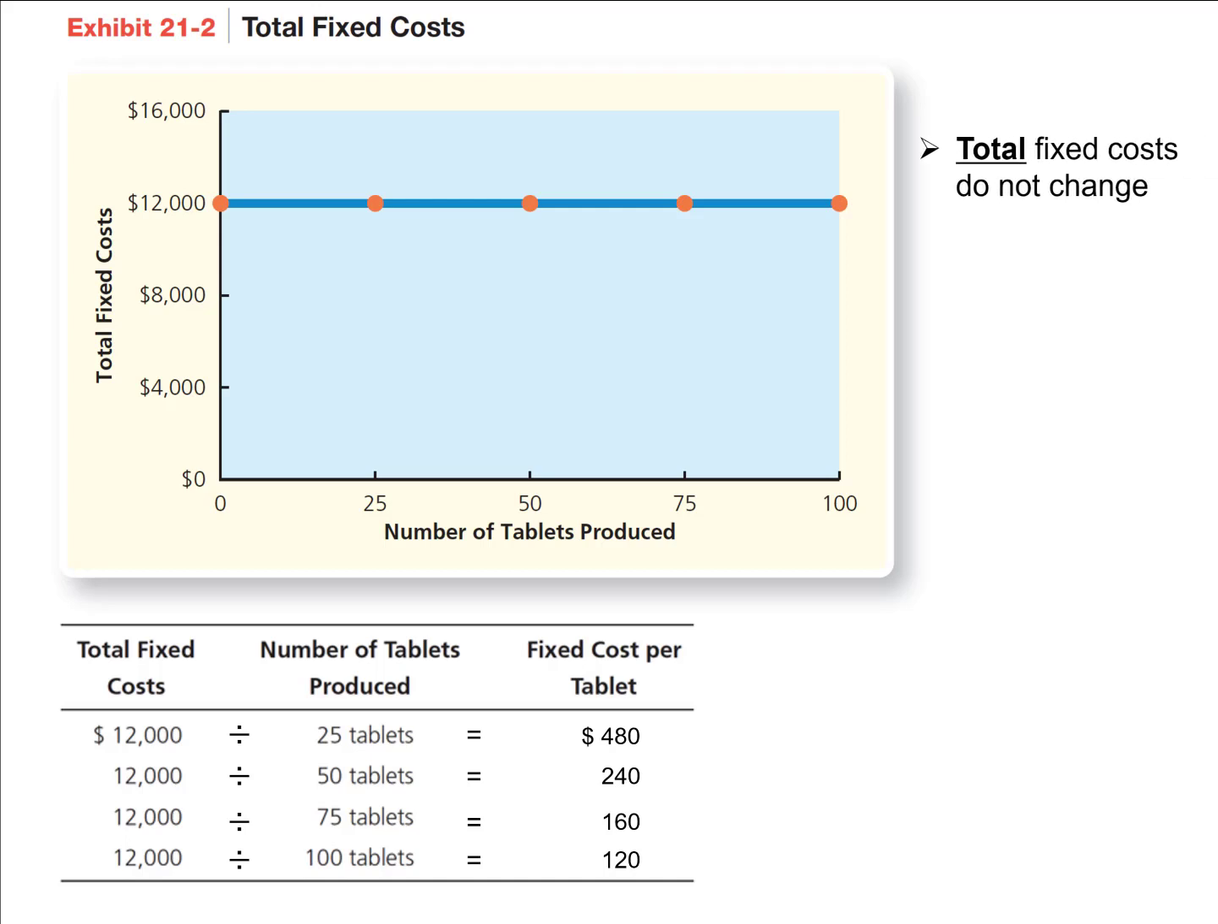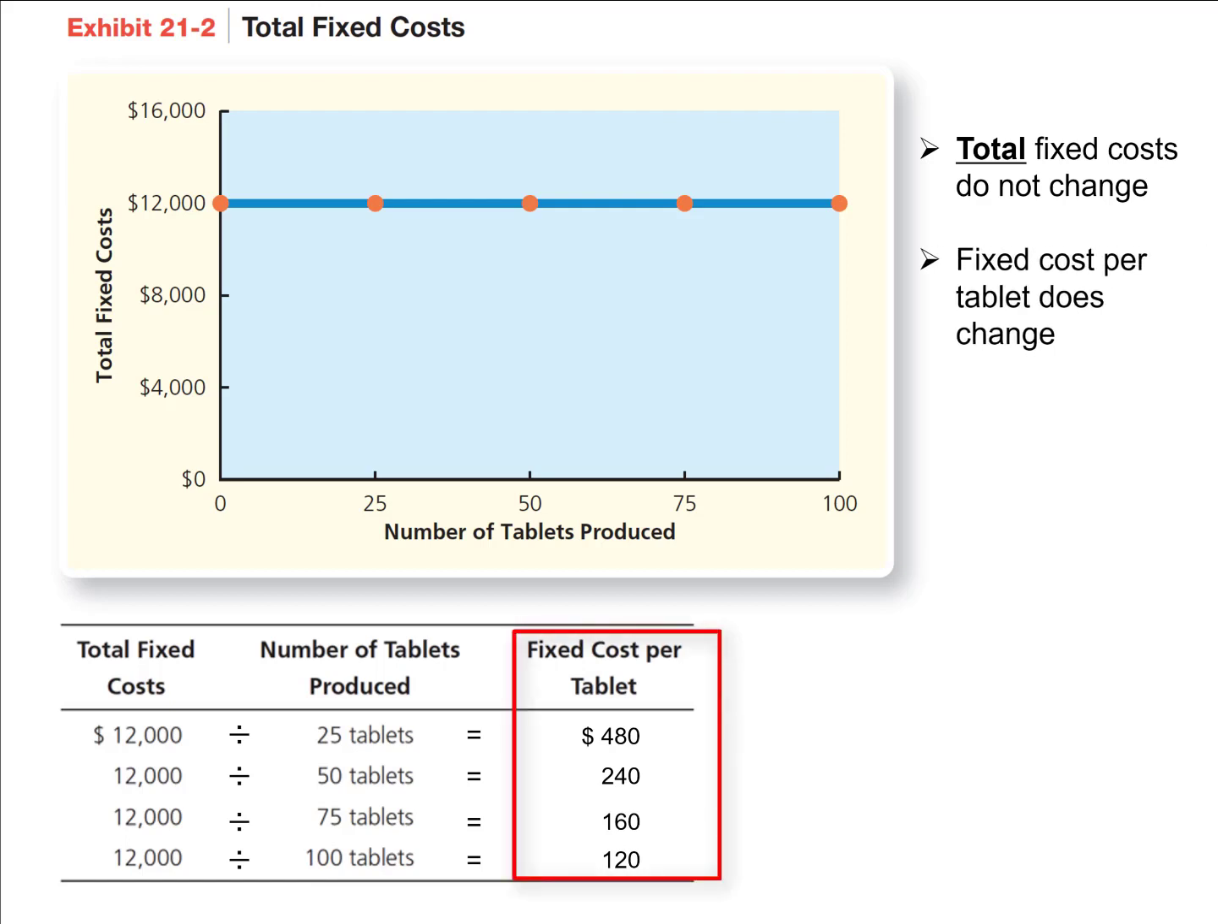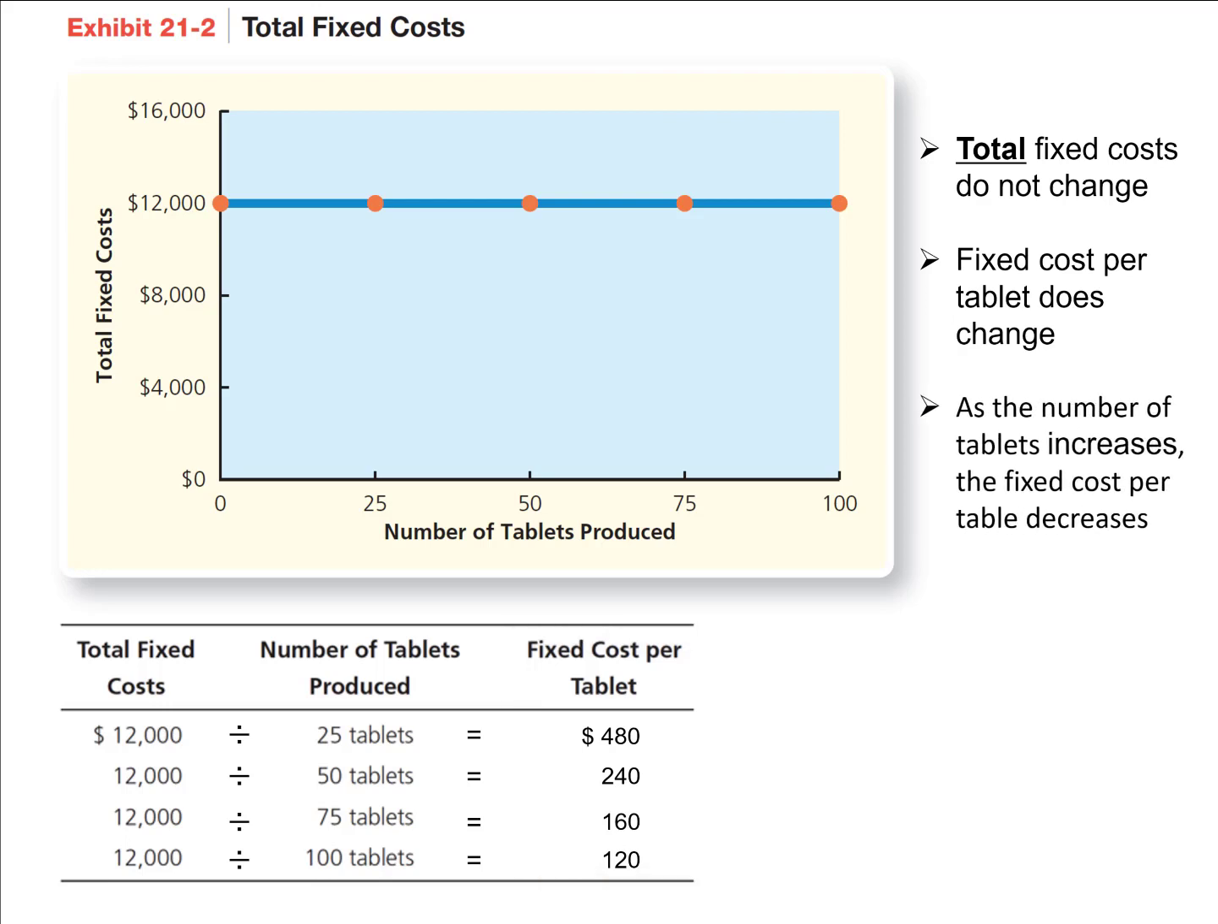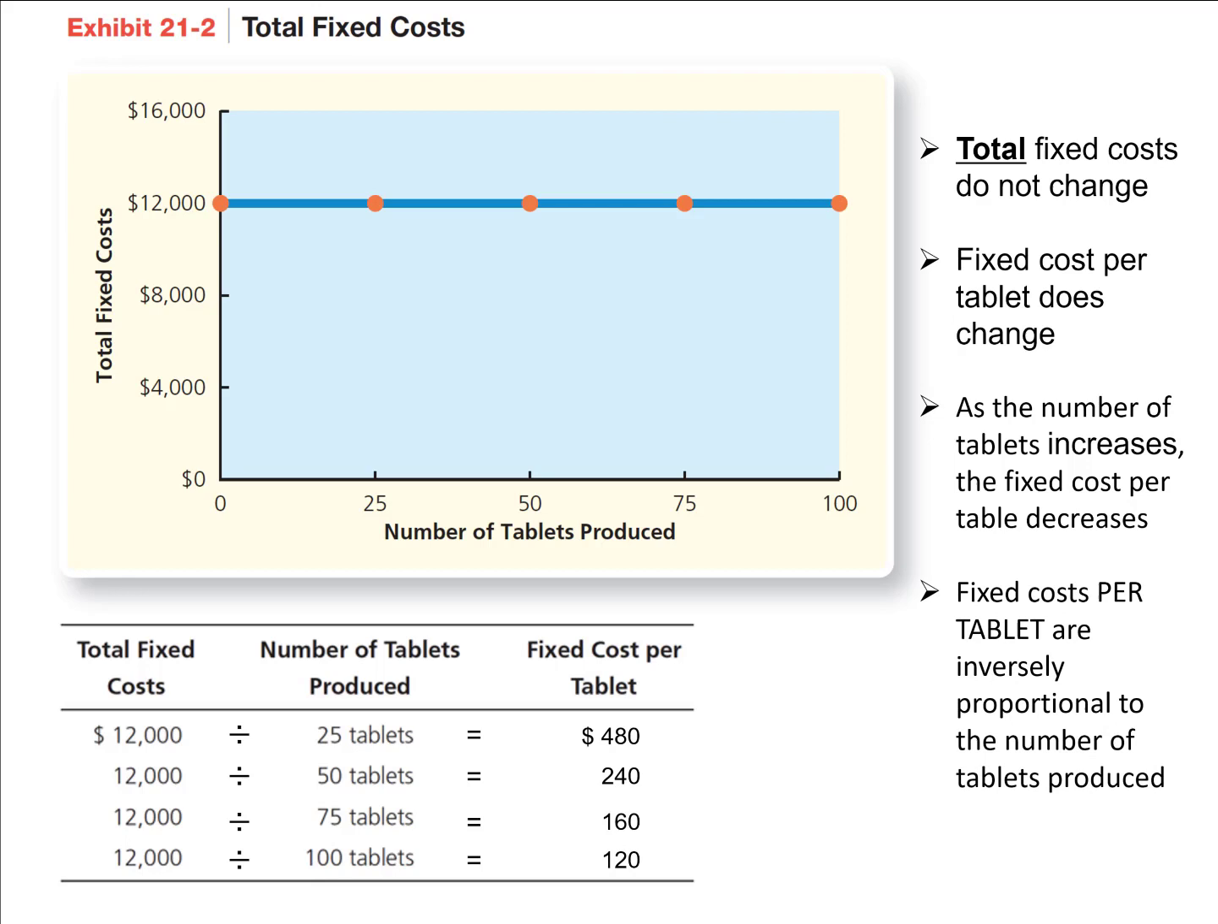So even though total fixed costs do not change, fixed cost per unit does change. As the number of tablets increases, the fixed cost per tablet decreases. This means that fixed costs per tablet are inversely proportional to the number of tablets produced. This is just a fancy way of saying that as the number of tablets produced increases, the fixed cost per tablet decreases.